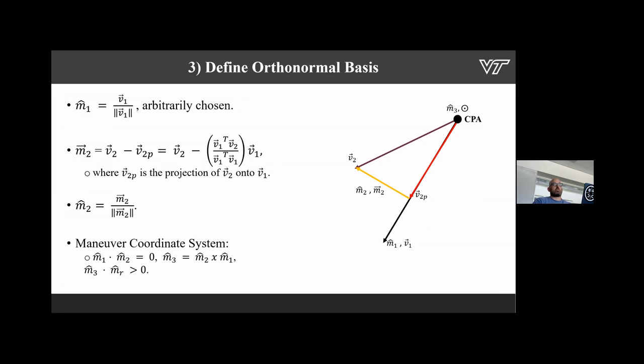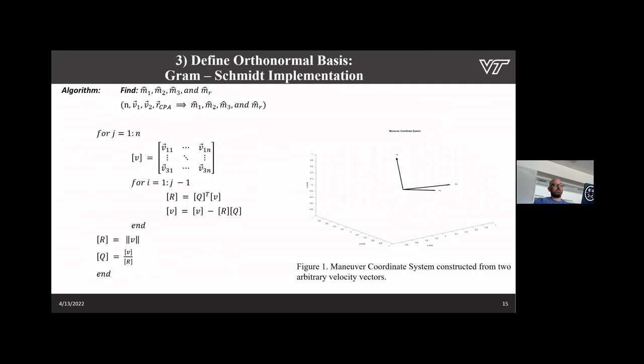And then to get your third unit vector for your orthonormal basis, you just do a cross product. So M3 hat equals M2 hat cross M1 hat, and there you have your coordinate frame with your CPA at the origin to apply your maneuver rules to.